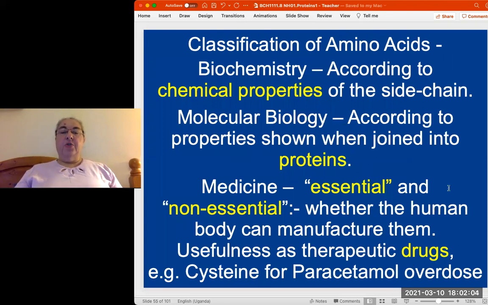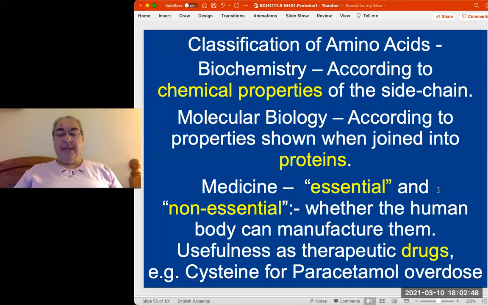So in biochemistry, amino acids tend to be classified according to the chemical properties of the side chain. That's what we saw from the table in Lehninger. Whereas if we're thinking in terms of molecular biology, what is more important is how a particular amino acid behaves when it's joined into a protein. So as I talk about protein structure, I will be talking a lot about hydrophilic and hydrophobic amino acids, for instance, because they are very important in determining just how proteins fold up and take their shape.